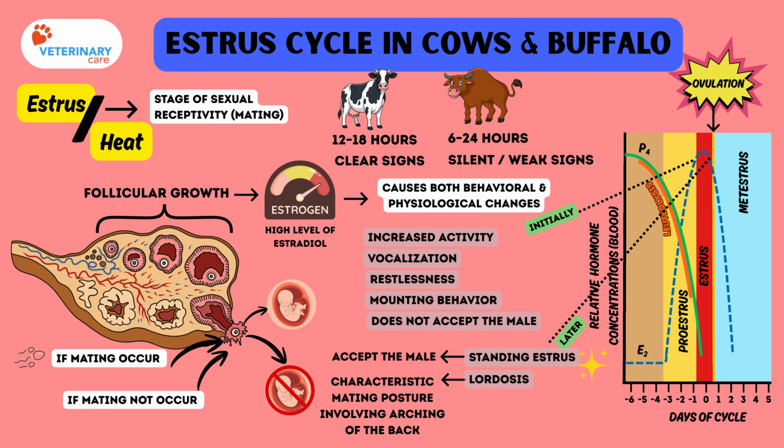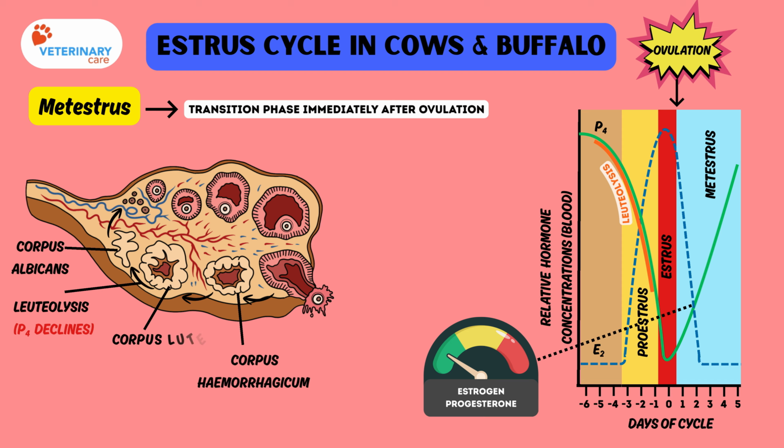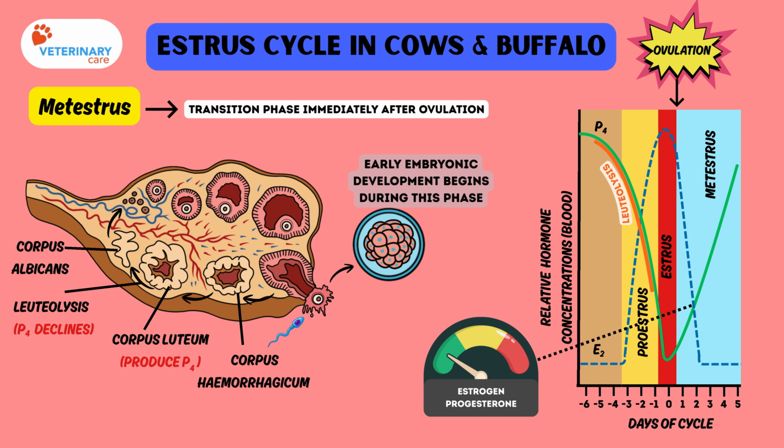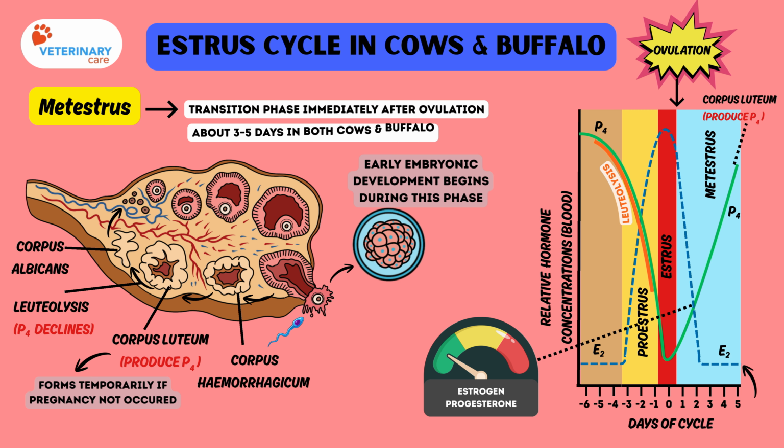Metestrus is the transition phase immediately after ovulation. During early metestrus, both estradiol and progesterone levels are low. After ovulation, the follicle first forms the corpus hemorrhagicum and then luteinizes into the corpus luteum, which secretes progesterone. If fertilization has occurred, early embryonic development begins during this phase. If fertilization has not occurred, the corpus luteum still forms temporarily. On the graph, estradiol declines rapidly while progesterone starts to rise. Metestrus lasts about 3 to 5 days in both cows and buffalo.